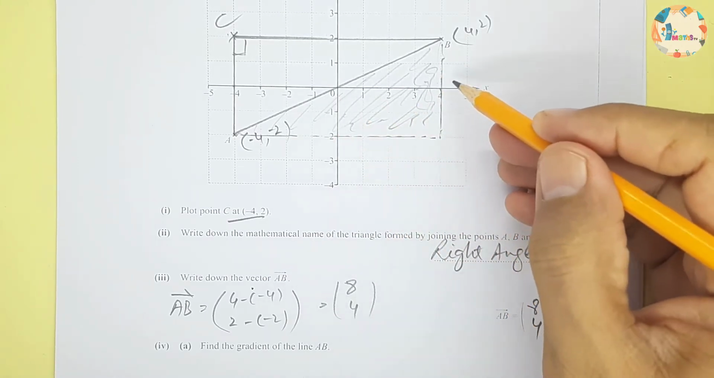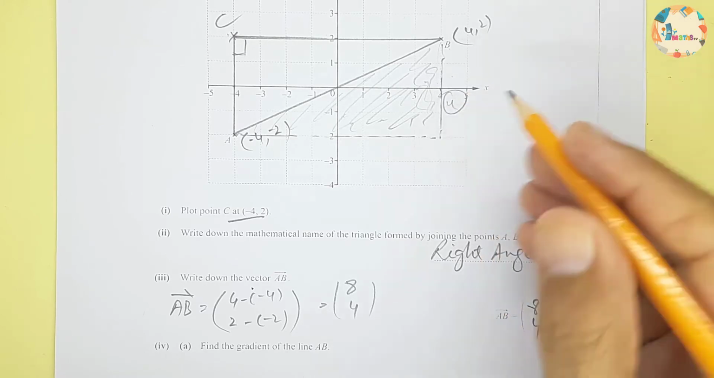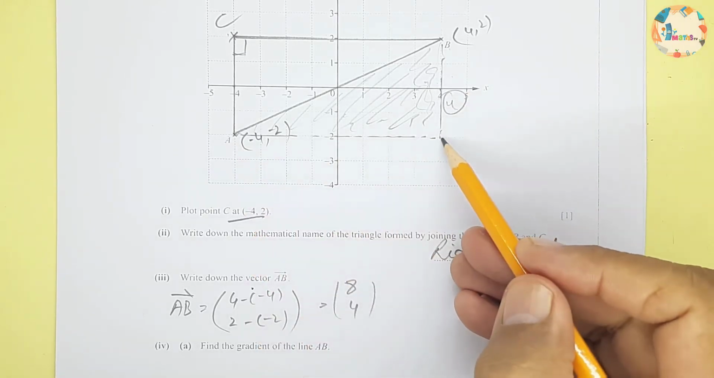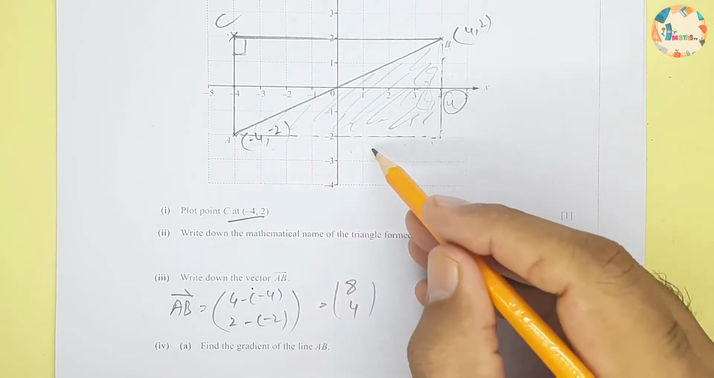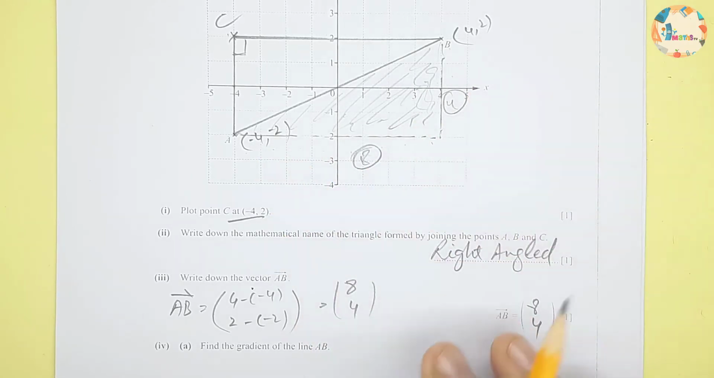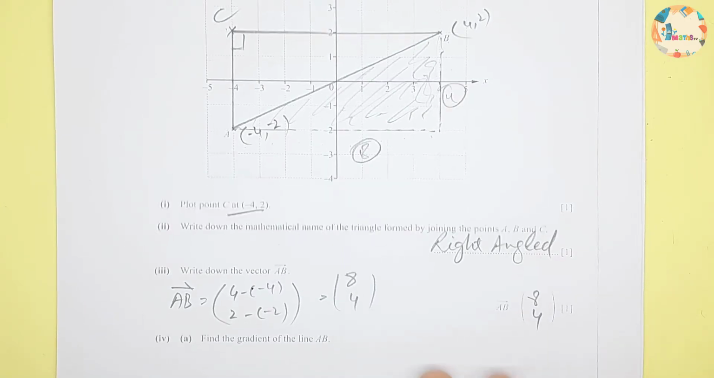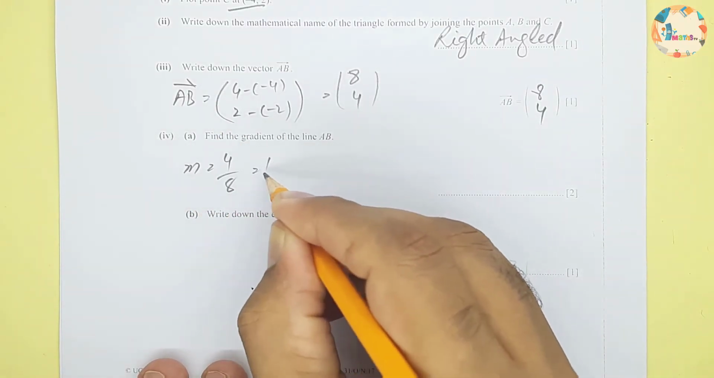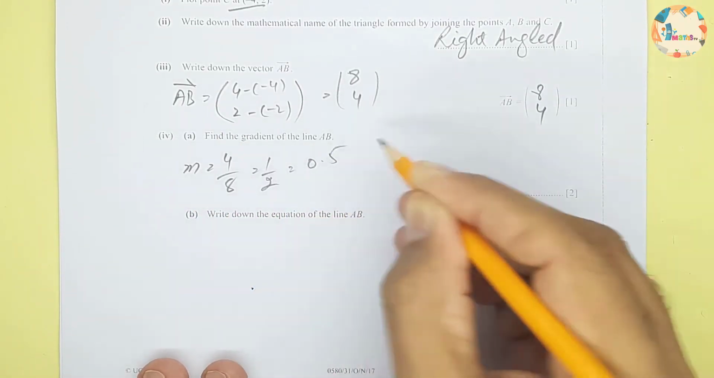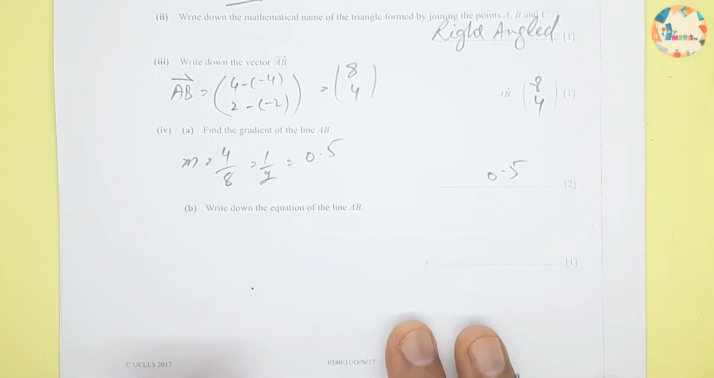So 1, 2, 3, 4, so 4 units on this side, and from here to here will be 1, 2, 3, 4, 5, 6, 7, 8 units, so 8 on this side. So 4 over 8 will be 1 by 2 or 0.5. So we can write m is equal to 4 by 8, which is equal to 1 by 2, or 0.5, and our answer will be 0.5.